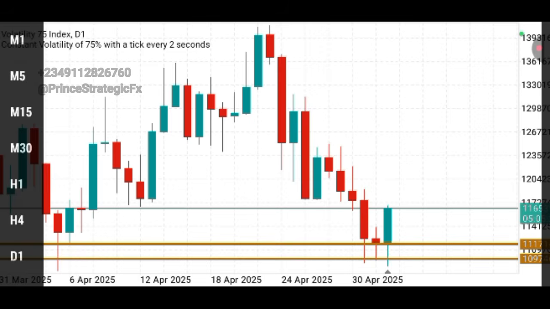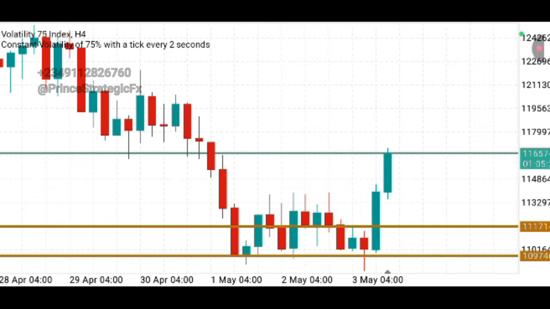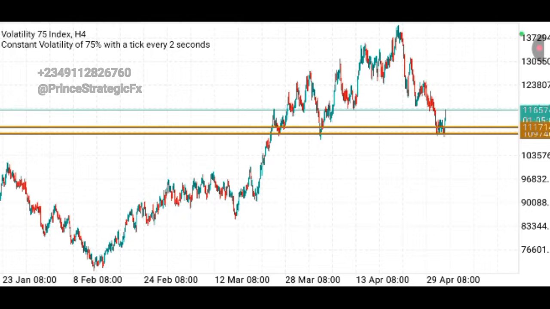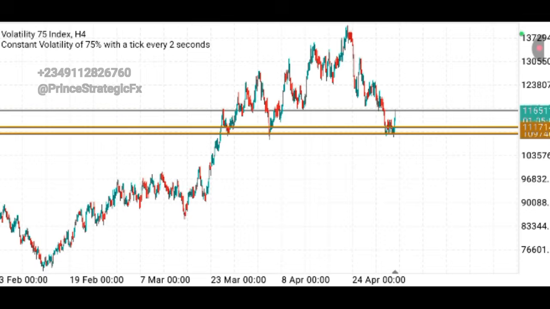Now the next step is to head over to your H4. Please follow up. It is very important. Now zoom in entirely. You can see exactly what I just did. Once I head over to my H4, I zoom in totally, like no one can actually see my candles.